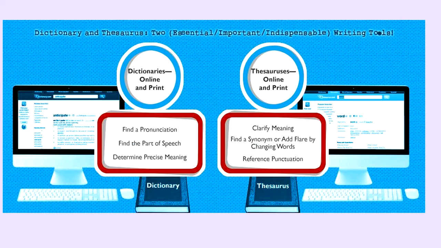Okay? So dictionaries, you can find pronunciation, find the parts of speech, and determine precise meaning. Whereas thesauruses help you clarify the meaning, and you can use those for synonyms or to add flair, and you can also refer to punctuation on that. So a dictionary is to find the pronunciation and precise meaning, and the thesaurus can help you find synonyms.